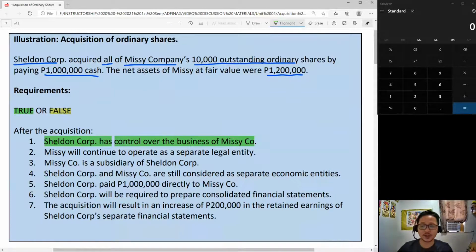In an acquisition of ordinary shares. Let's go to the second question. Missy will continue to operate as a separate legal entity. Okay. Missy Company, do you continue to operate as a separate legal entity? Yes or no? Because in essence, sir, Sheldon already acquired Missy, so maybe Missy will be merged into Sheldon? Maybe?